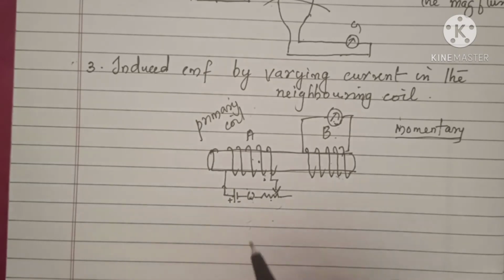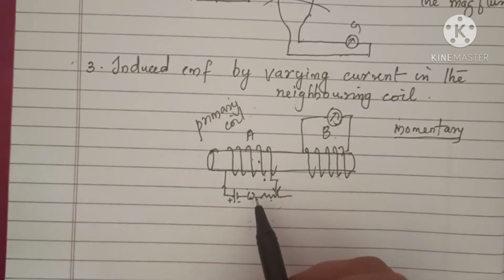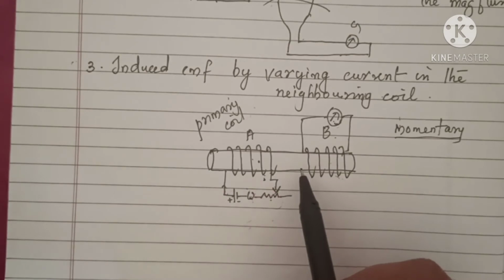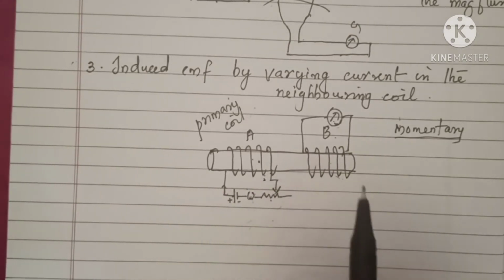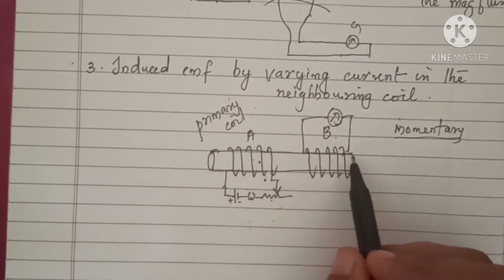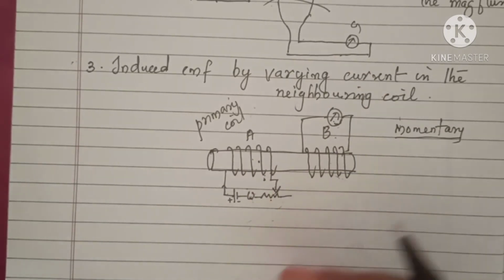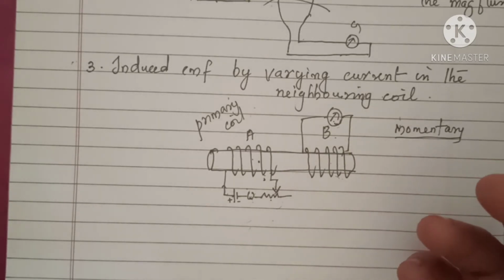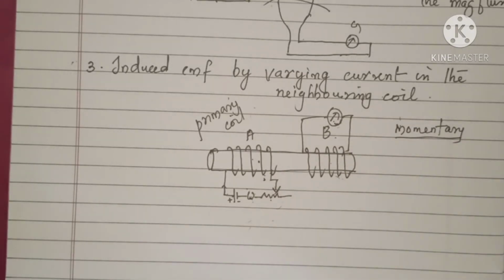Understood? As the current in the primary coil is decreased, the induced current flows in the same direction as that at the break of the primary circuit. Clear? The deflections in the galvanometer become larger if you are using a cylindrical support made of iron, a huge material. Okay. So what is the explanation here?